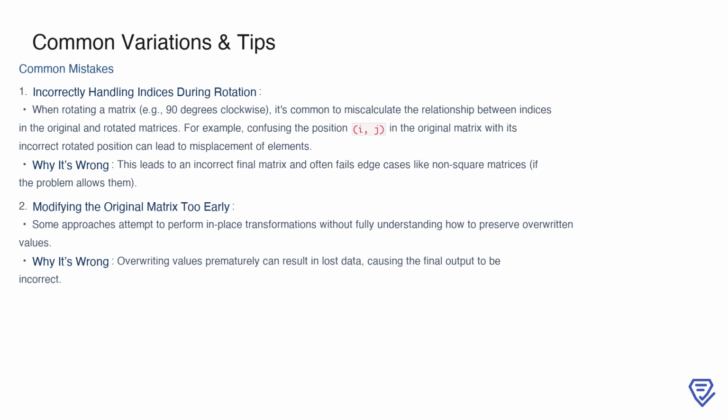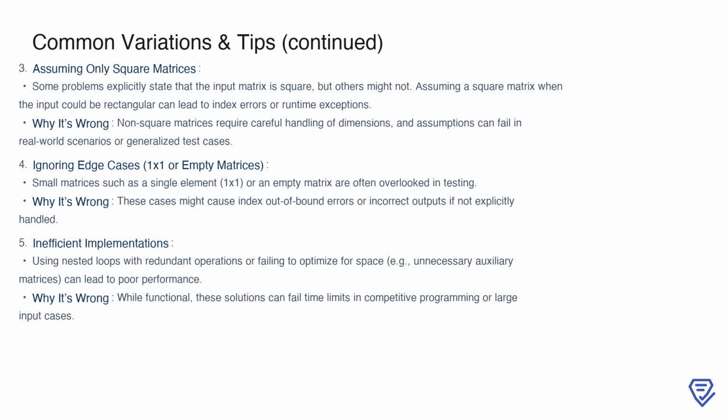Both of these mistakes often show up in edge cases, such as when the matrix is non-square, and it's crucial to avoid these pitfalls by carefully managing indices and understanding the transformation process before making in-place changes. Another frequent assumption is that the matrix will always be square. While many problems explicitly guarantee this, others might include rectangular matrices. Assuming a square shape when the input is not can cause index errors or even runtime exceptions. Similarly, edge cases like a 1-by-1 matrix or an empty matrix are often neglected during testing. These cases can lead to out-of-bound errors or incorrect outputs if not handled properly.